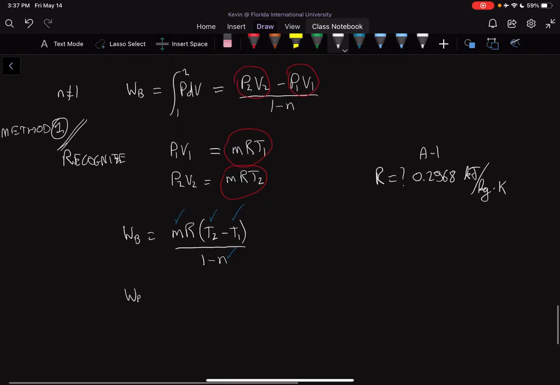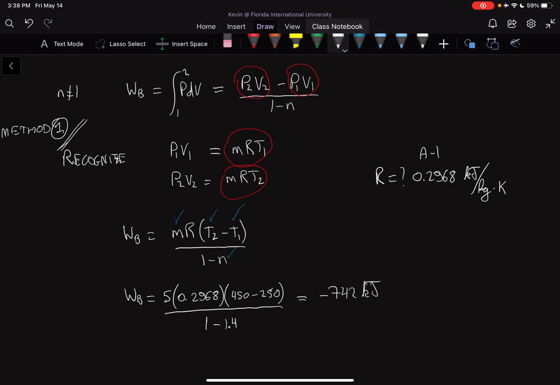We have work boundary equal to the mass, which is 5, multiplied by 0.2968, multiplied by 450 minus 250. The temperatures are already in Kelvin. And then 1 over 1 minus 1.4. We get that this is equal to minus 742 kilojoules. And as expected, it's negative, so the work is being done on the system.